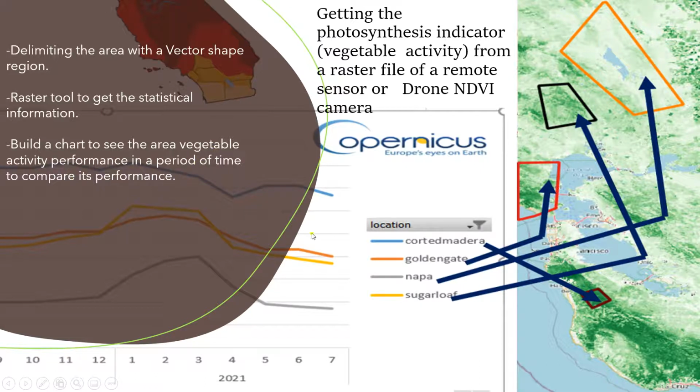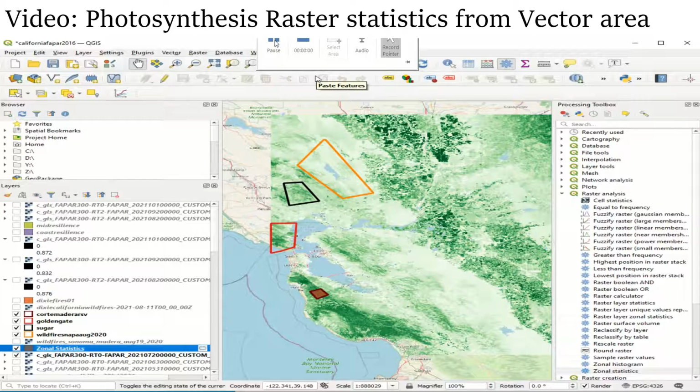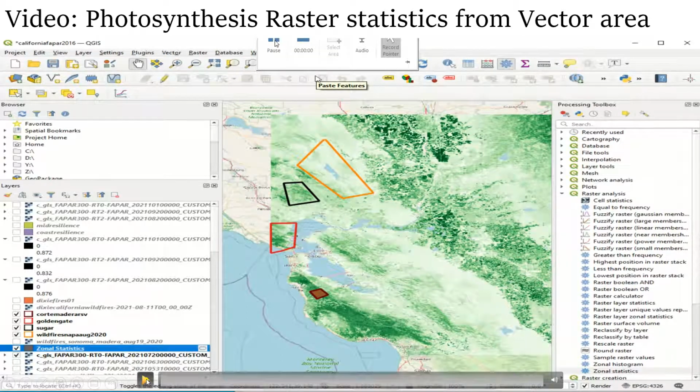Okay, like this chart we see here, we are going to get the photosynthesis indicator, or the vegetable activity, from the raster file of a remote sensor, or also using a drone NDVI camera. This is what we are going to do in this course. I am going to present you a short video about what we are going to do.